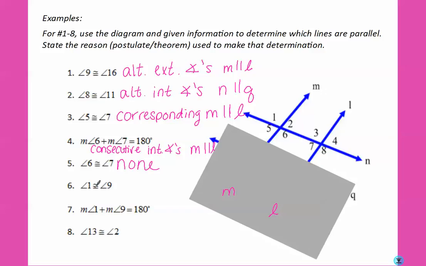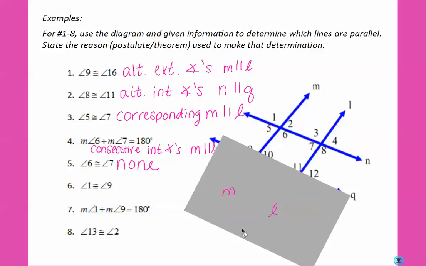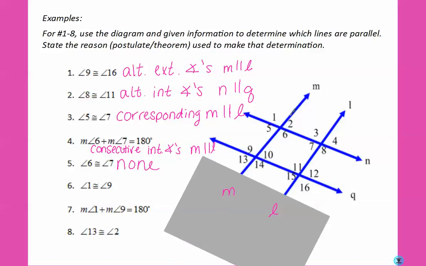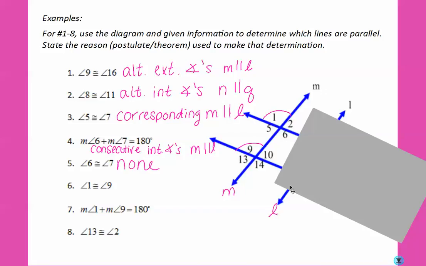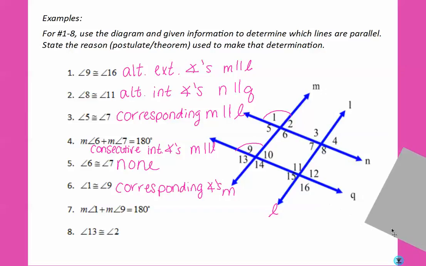The measure of angle 1 is congruent to the measure of angle 9. Here's 1 and here's 9. Let's cover up our extra information. What types of angles are those? They're corresponding. And corresponding angles are congruent if they're parallel. And therefore, it proves that these two lines, which are N and Q, are parallel.